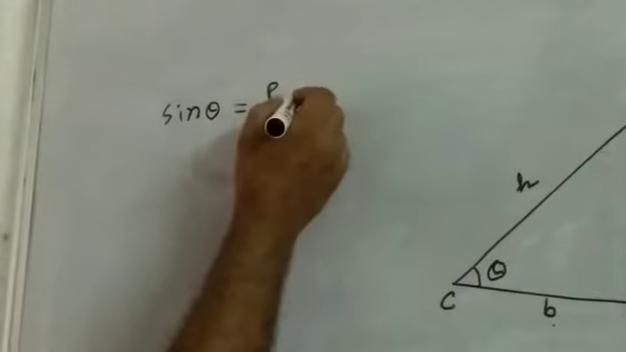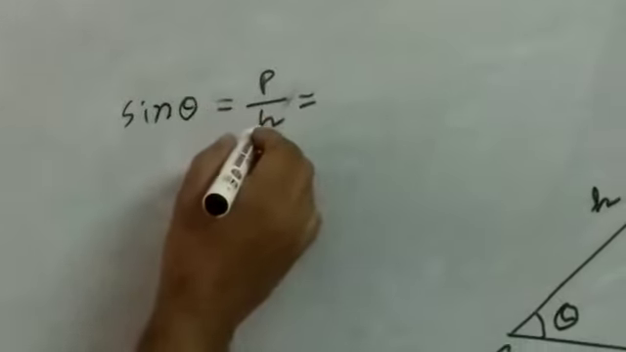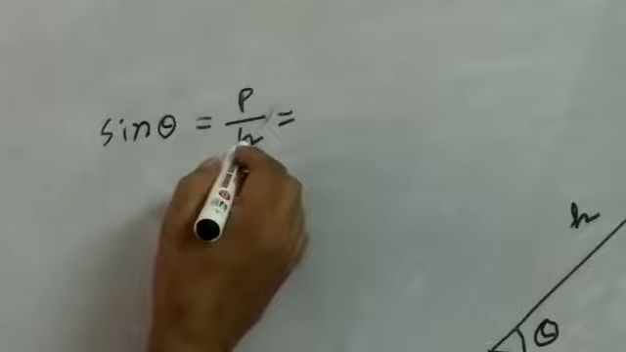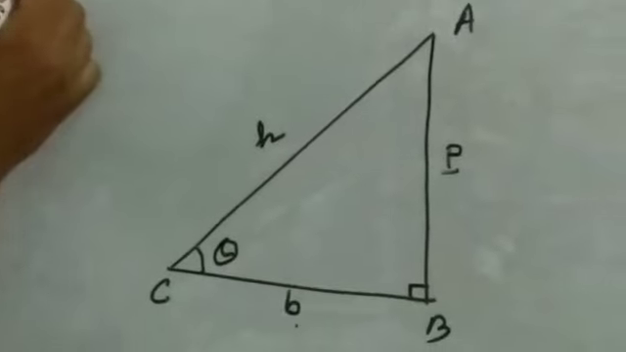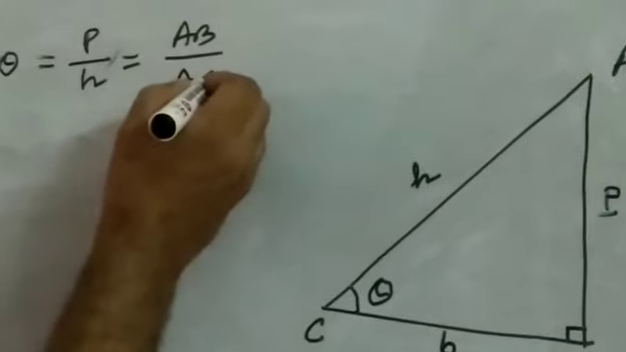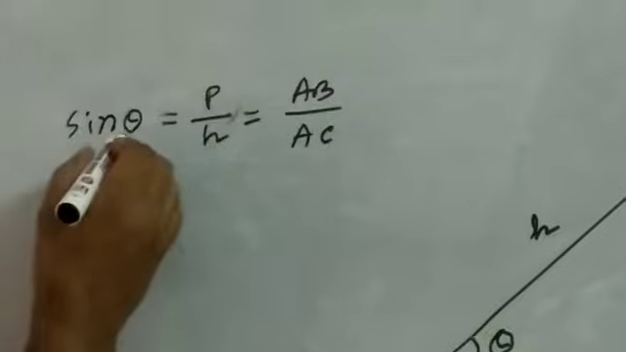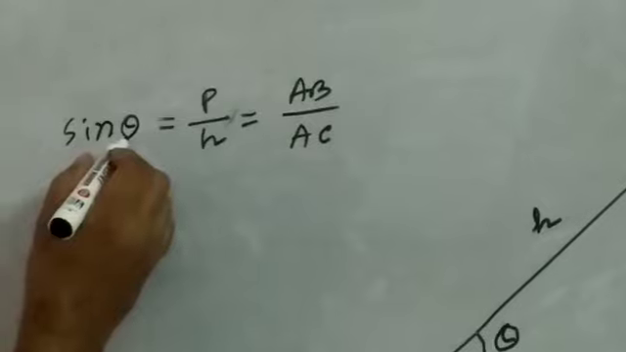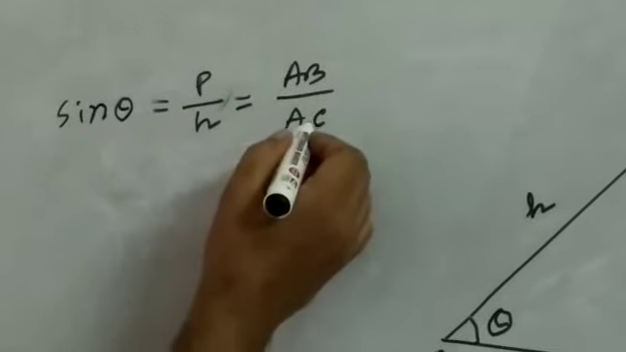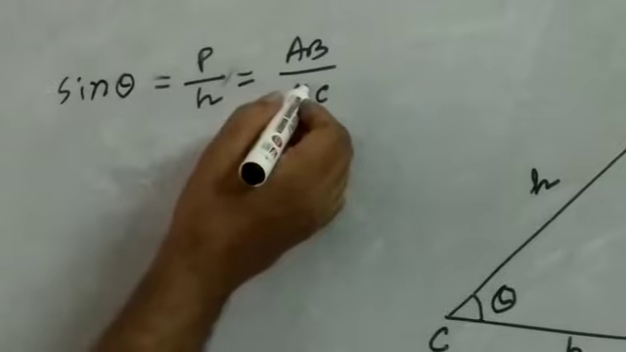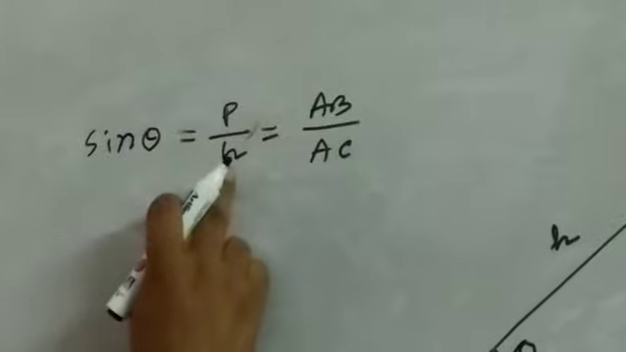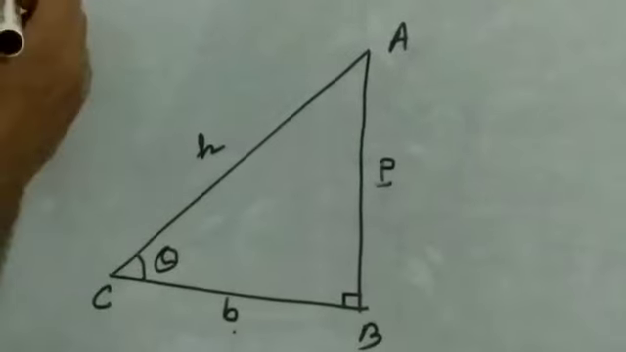So first you have to remember this: in any right triangle, with respect to an angle, sine is the ratio of perpendicular to hypotenuse. Here you see the perpendicular side is AB and the hypotenuse is AC. So if we say sine theta equals AB by AC, here theta means angle, sine of angle, and these two are the sides. So here is a relation between the angle and sides. Is that clear?